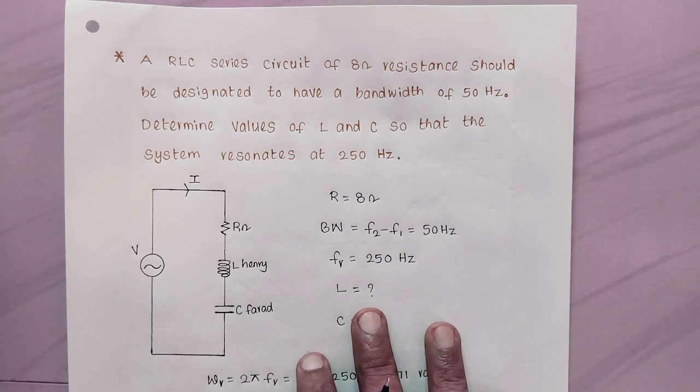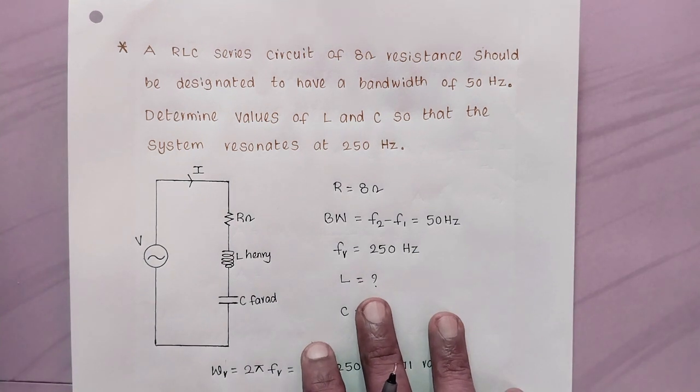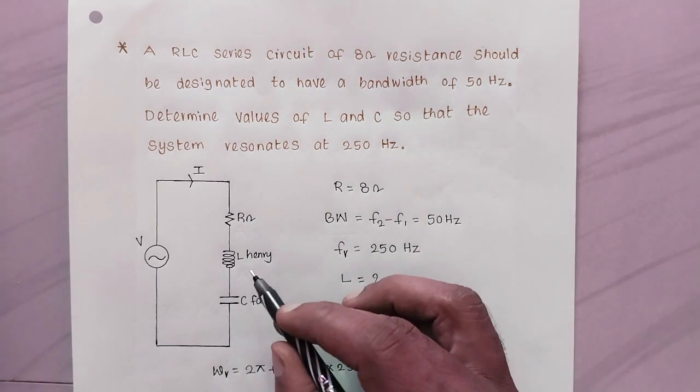So here there is an RLC series circuit, and in that the resistance value is given as 8 ohms, the circuit bandwidth is given as 50 Hz, and the circuit resonates at 250 Hz. And here we are asked to find the values of L and C.